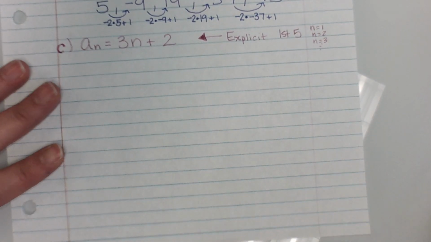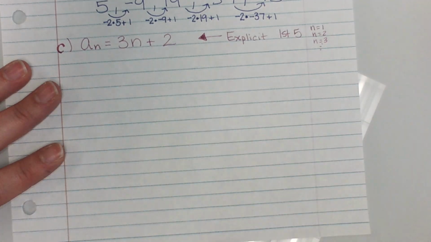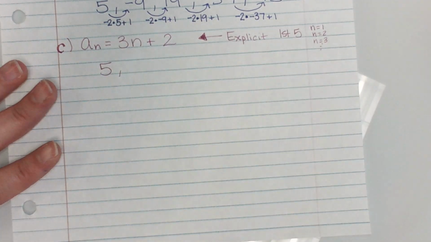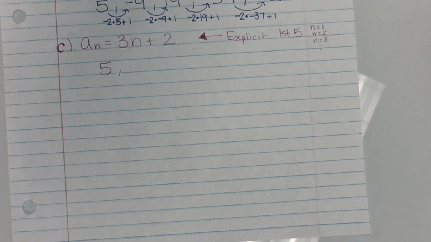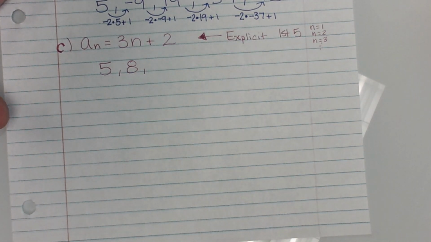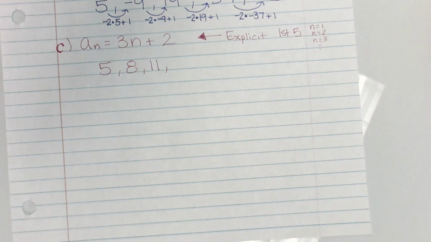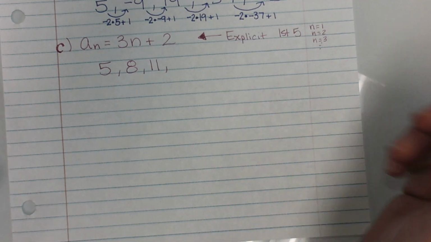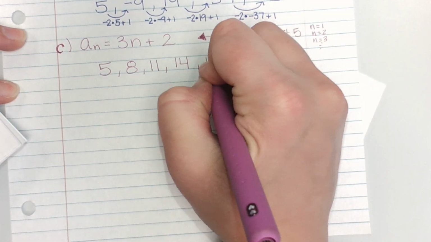So, plug in 1. 3 times 1 is 3, plus 2 is 5. To find the second term, I'm plugging in 2, not the previous term. It's not what it says. It says plug in 2. 2 times 3 is 6, plus 2 is 8. Plug in 3. 3 times 3 is 9, plus 2 is 11. At some point, you probably are going to figure out the formula and notice that this is adding 3 every time.